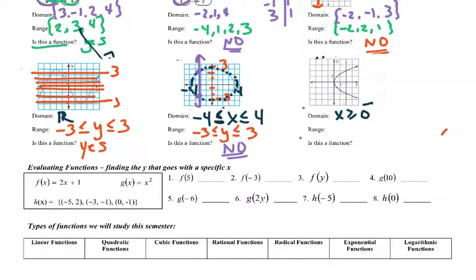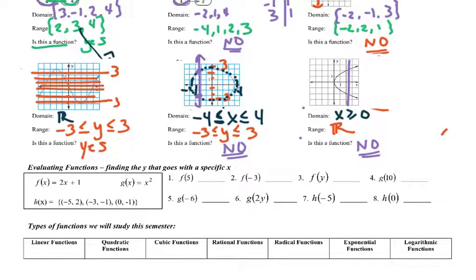If I look at the y coordinates, it's going to touch them forever because this graph keeps going forever. So the range is all real numbers. Is this a function? Does a vertical line cross the graph more than once? Yes, it does. Therefore, it is not a function.